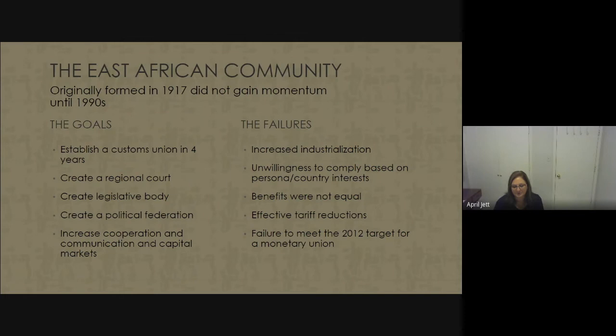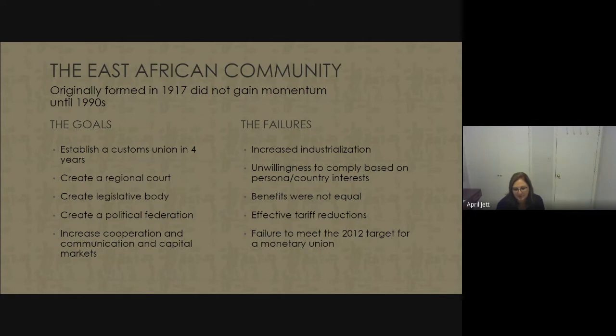Some of the goals for this community were to establish a customs union in 4 years. This did not happen, and as that mark came and went, an attempt to re-energize the free trade movement in Africa happened when Kenya, Uganda, and Tanzania actually committed themselves to relaunching their bloc 24 years after its collapse.